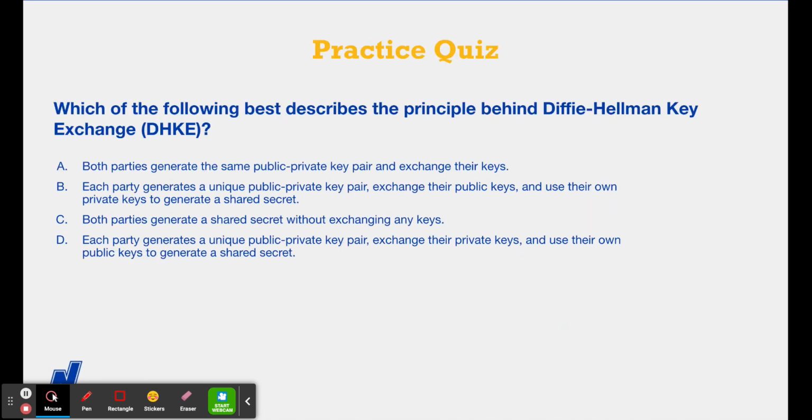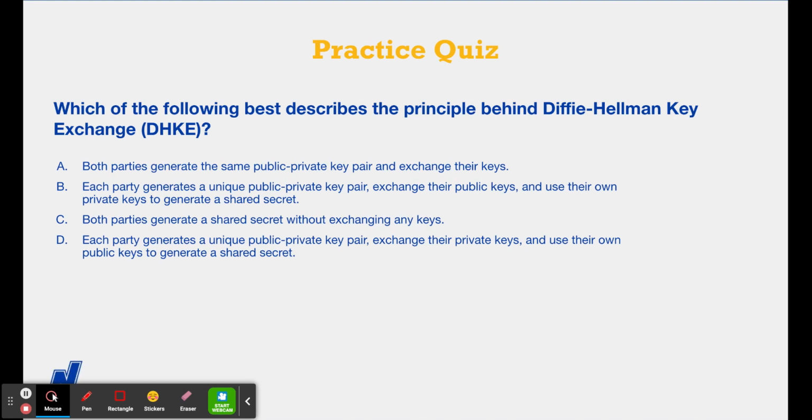Okay, perfect. Let's get into some quiz problems. Which of the following best describes the principle behind the Diffie-Hellman key exchange? Is it A, both parties generate the same public and private key pair and exchange their keys? Is it B, each party generates a unique public private key pair, exchanges their public keys, and then uses their own private keys to generate a secret key?